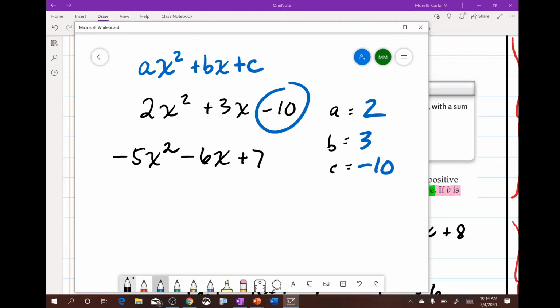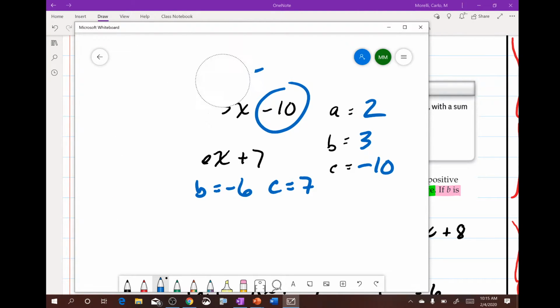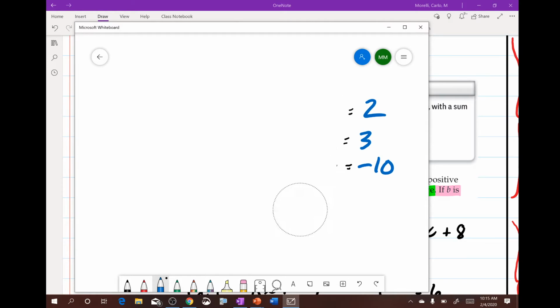What's the a value? -5. B? -6. C? 7. Okay, now those folks that are saying the answers, don't say any more answers, okay? Because I want you to get it. Just want to make sure everybody gets how we're calling these letters here. Now I'm going to throw one out here.